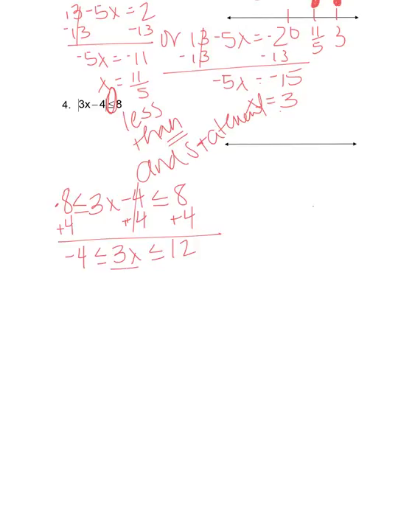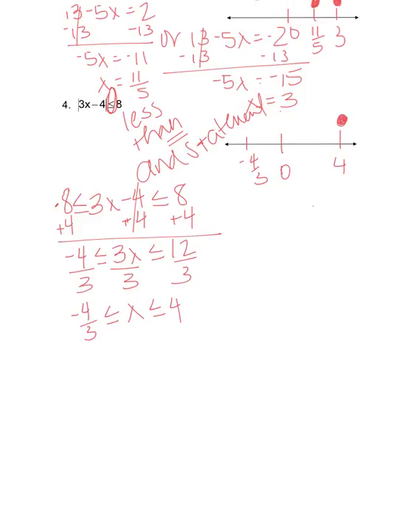Then we're dividing by 3. So you should get negative 4/3 is less than or equal to x is less than or equal to 4. So we'll have an and statement, and we're graphing it: 0, negative 4/3, and positive 4. Notice it's equal to both.